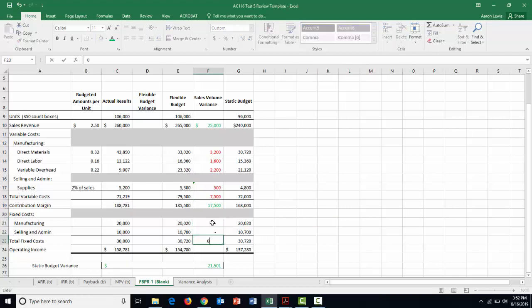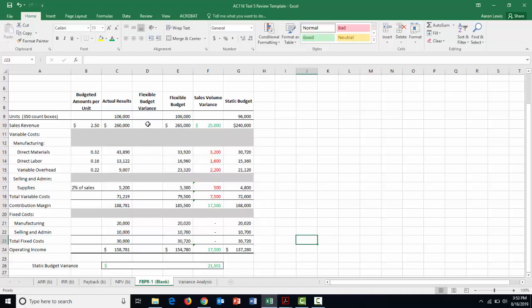For manufacturing, guess what this is going to be? 0, 0, 0, and it's always going to be true on here. All of your fixed costs are always going to be 0 in sales volume variance because fixed costs do not change when sales volume changes. For operating income, you take your flex budget amount, subtract out your static budget amount, and it comes out to $17,500. More operating income is good for the company. We can make that green. And with that, we are through the sales volume variance section of this.